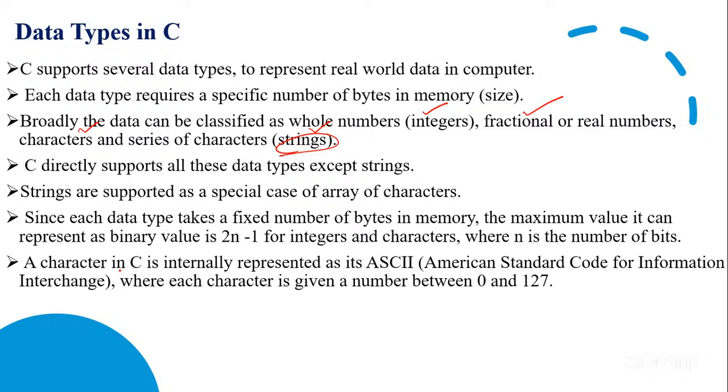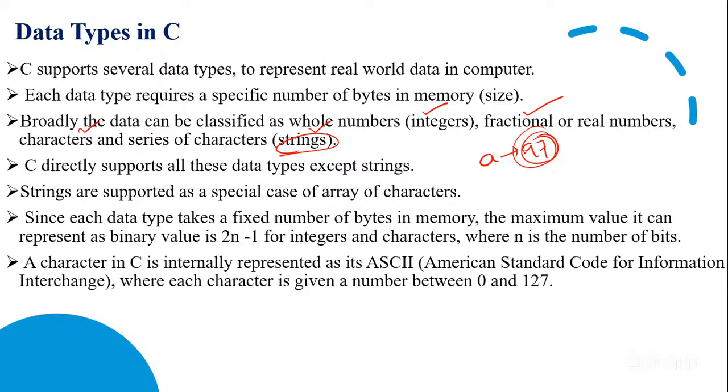So all the characters in C are represented using ASCII value. ASCII means American Standard Code for Information Interchange. For this we have 0 to 127. If you type some small a, its ASCII value is 97, let's suppose. It will be converted into ones and zeros automatically.